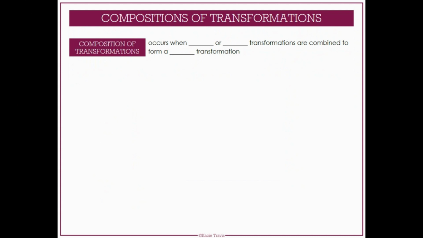Composition of transformations occurs when two or more transformations are combined to form a new transformation. Now, we're going to go through two of these and then we're going to make a brief conclusion. We're going to have to expand on it a little bit before we move on. So, let's take a look at the first one that we got here.